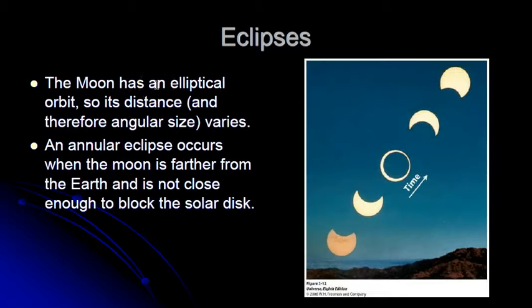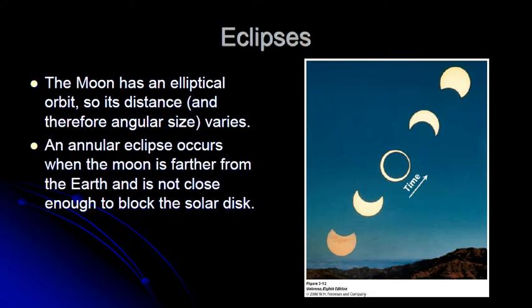An annular eclipse happens because the moon isn't always close enough to the Earth for it to be big enough in the sky to completely cover the sun. Sometimes, because its orbit around the Earth is elliptical, it's too far away, and when it's too far away, as you can see here, the size of the moon in the sky is smaller than the size of the sun in the sky.